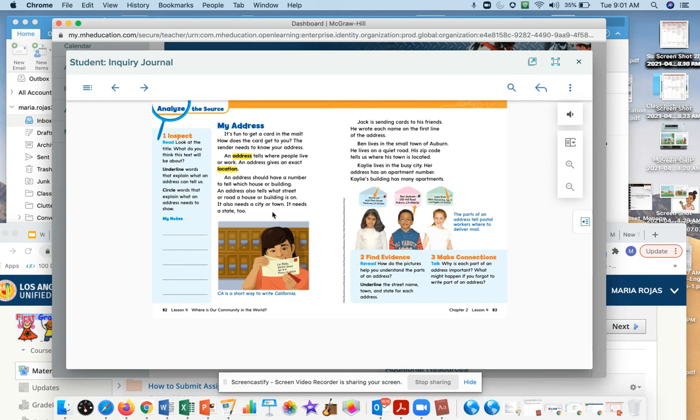Now, you're going to go ahead and record yourself, and then you're going to record what you need in order to write an address. Now, you're going to tell me what you need. Ms. Rojas just went over it right now. And then you're also going to tell me, why is it important to have each part of an address? Okay. Now, I want you to also tell me, if you forget a part of this address, what do you think will happen? Go ahead and record your response and upload it into Schoology.